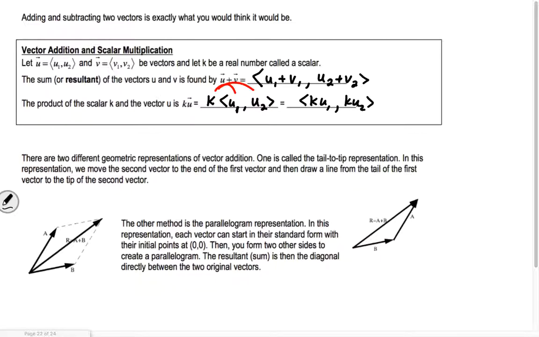Okay, so it says there are two different geometric representations of vector addition. One is called the tail-to-tip representation, in which we move the second vector to the end of the first vector, and we draw a line. And then the other one is the parallelogram representation. So on the right side is the tail-to-tip. If I had B and I wanted to add A to it, I take A from wherever it was located, and I move it to the end of the first vector. And then I can find their sum. And then the same thing here, we have a parallelogram. If I have A and B, I just create the other sides of the parallelogram, and then the sum is the diagonal of the parallelogram.